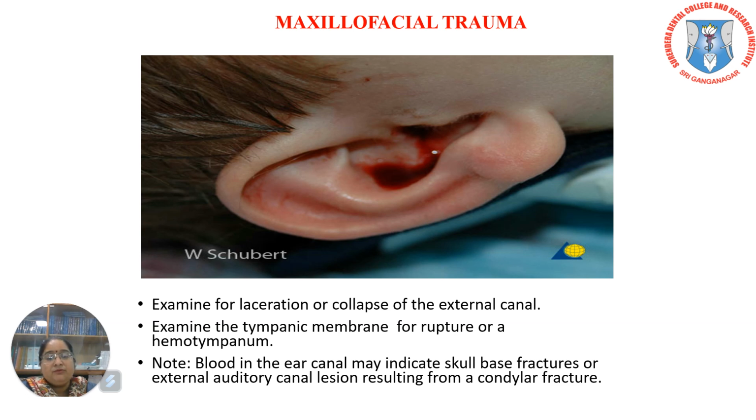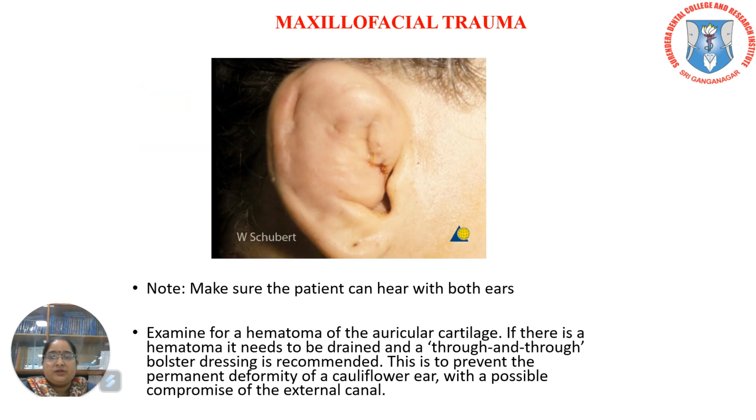Examine for laceration or collapse of the external canal. Examine the tympanic membrane for rupture or hemotympanum. Blood in the ear canal may indicate skull base fractures or external auditory canal lesion resulting from condylar fractures. Make sure that the patient can hear with both ears. If the patient is not able to hear properly, that means there is damage to some parts of the ear.